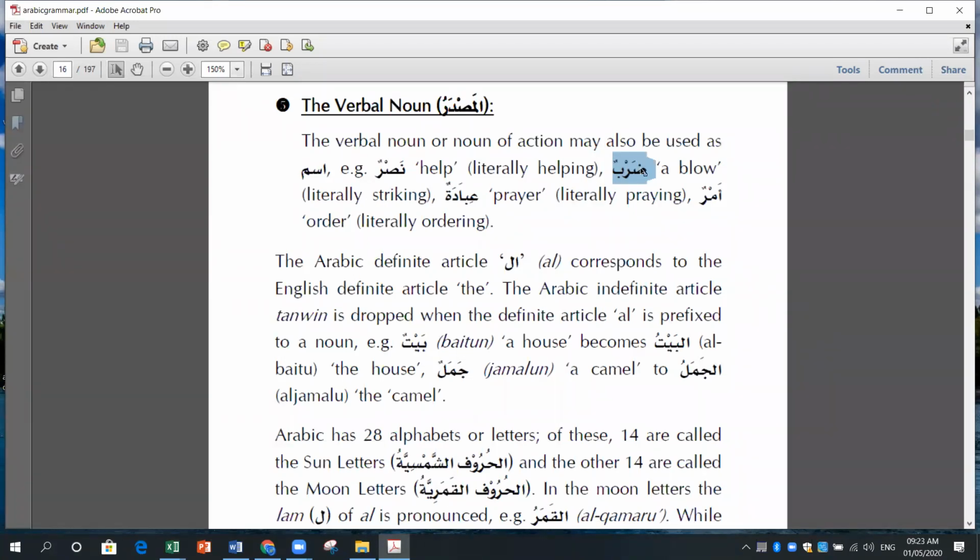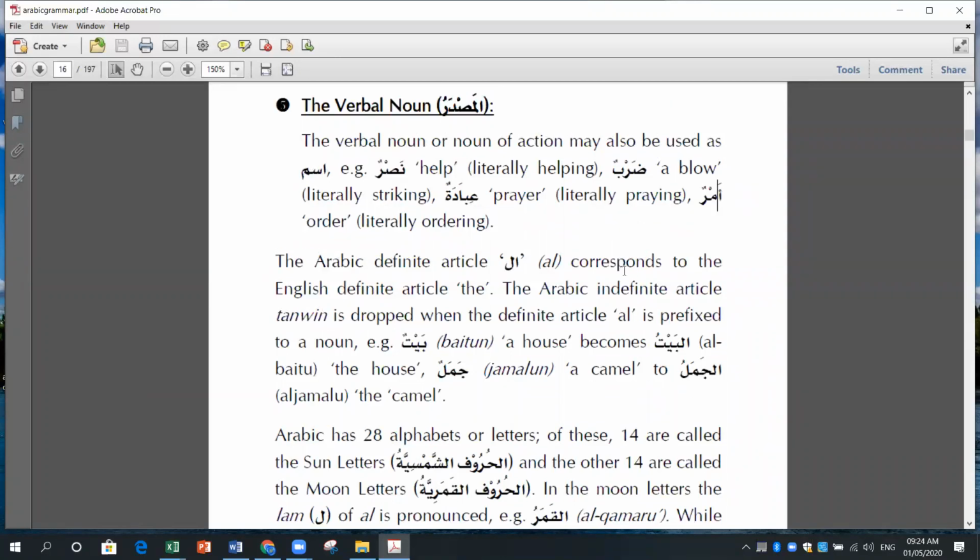But if I say daraba, it will become a verb. Noun. Okay. Verb. Daraba is a verb, and it means he struck, or he hit. Okay, amrun means order. But if I say amara, it means he ordered. It will become a past tense.